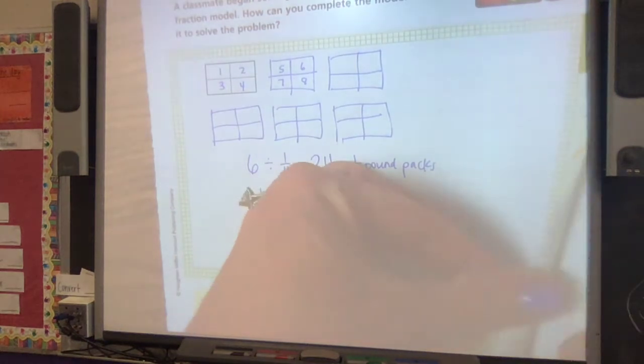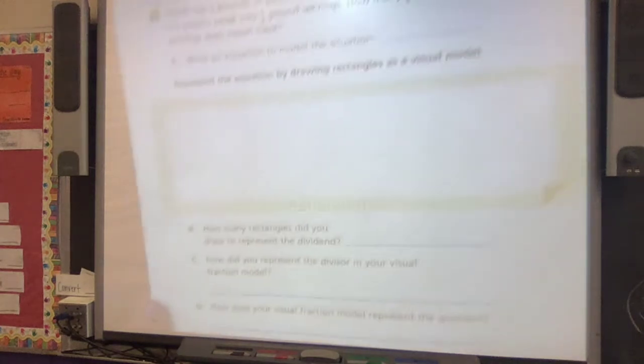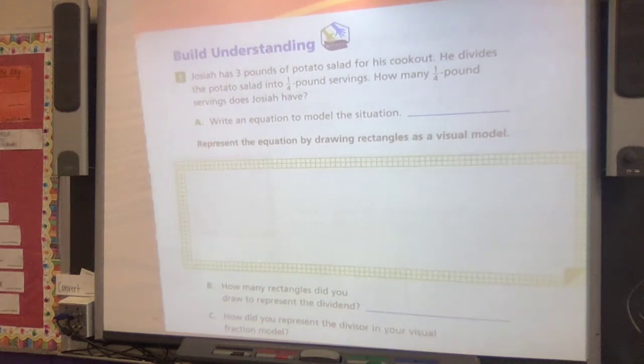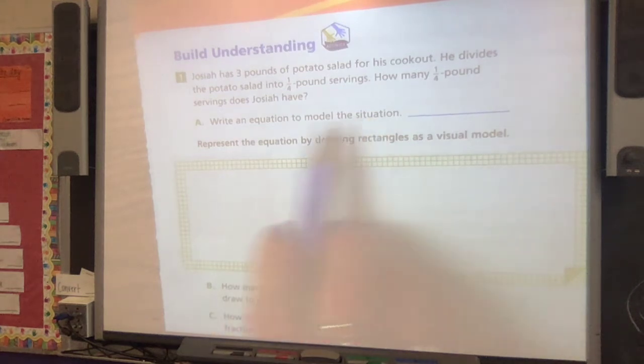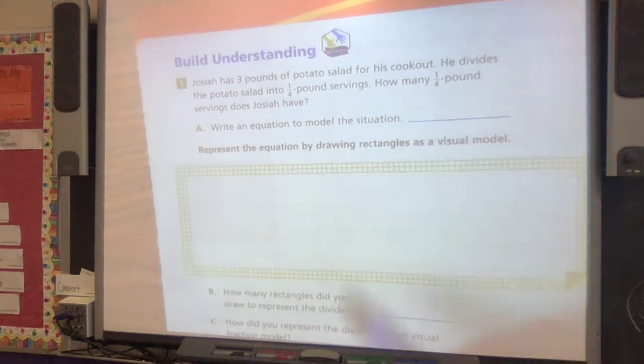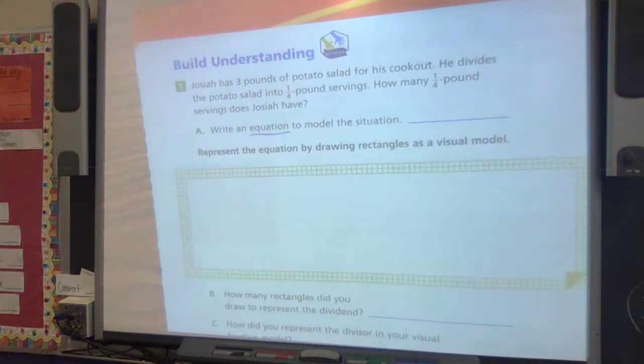Alright, let's turn the page. Page 268. Josiah has 3 pounds of potato salad for his cookout. He divides the potato salad into 1/4 pound servings. How many 1/4 servings does he have? Write an equation to model it. So remember, an equation is a number sentence with an equal sign. That means we're solving it.